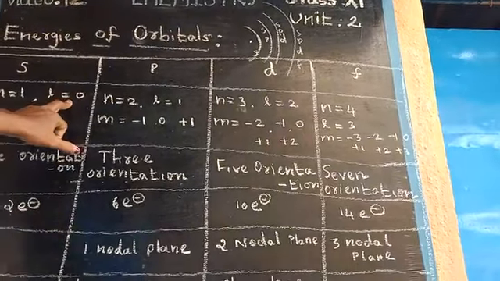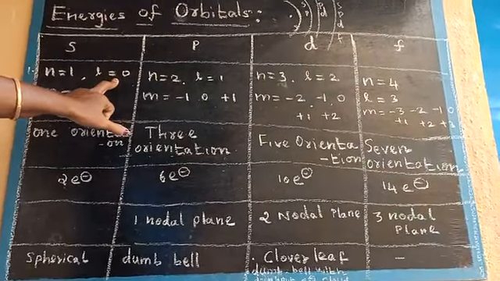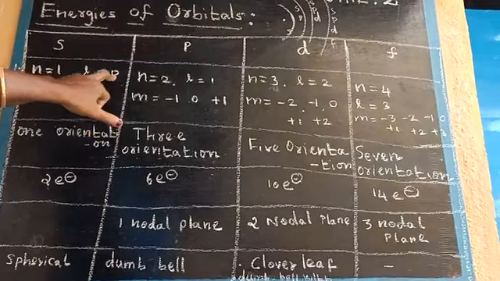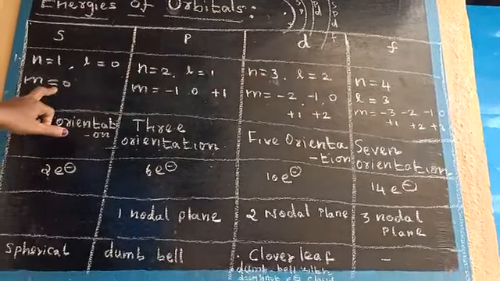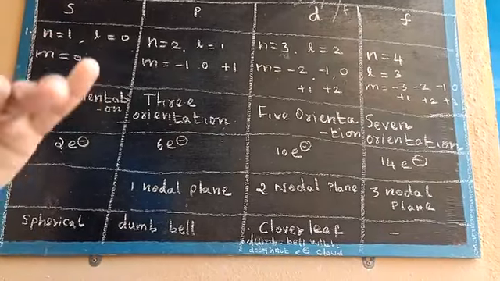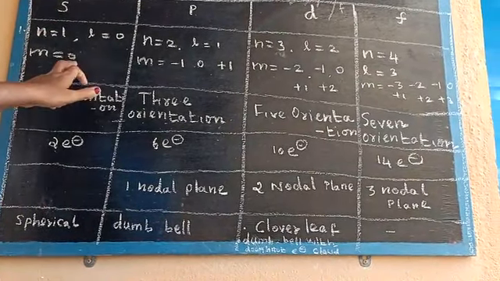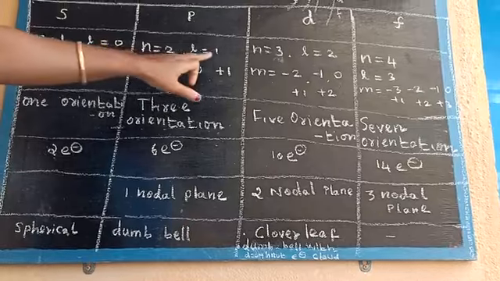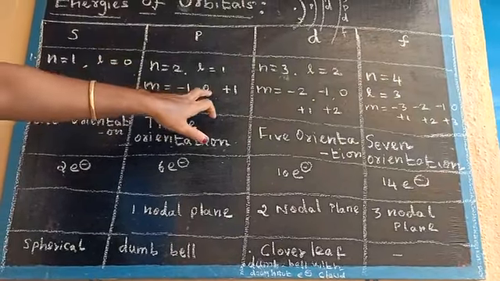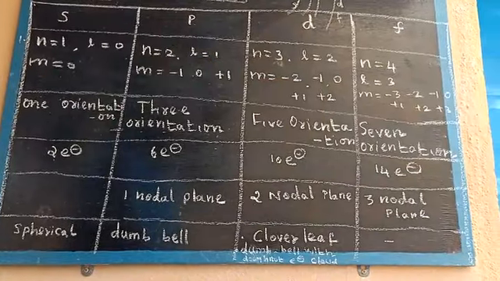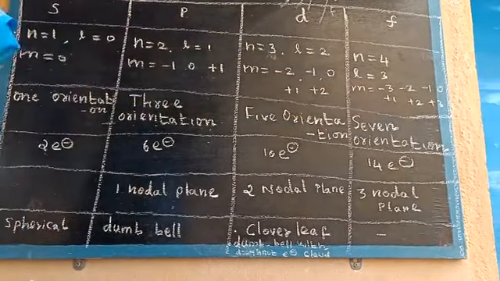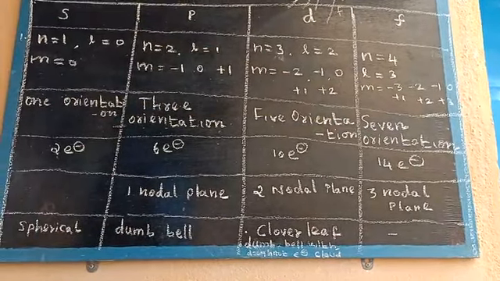So now you know the formula. l is equal to n minus 1. So 0, 1, 2, here 3. The m formula is minus l to 0 to plus l. So write the values. Here l is 0, so m is 0. Here l is 1, so minus 1, 0, plus 1. Minus 2, minus 1, 0, plus 1, plus 2. Minus 3, minus 2, minus 1, 0, plus 1, plus 2, plus 3.